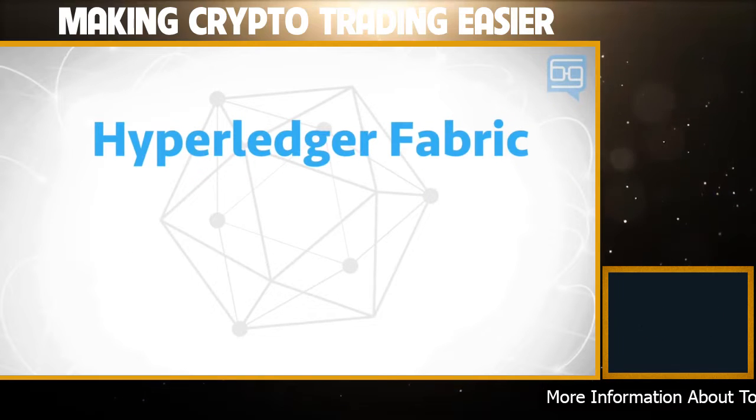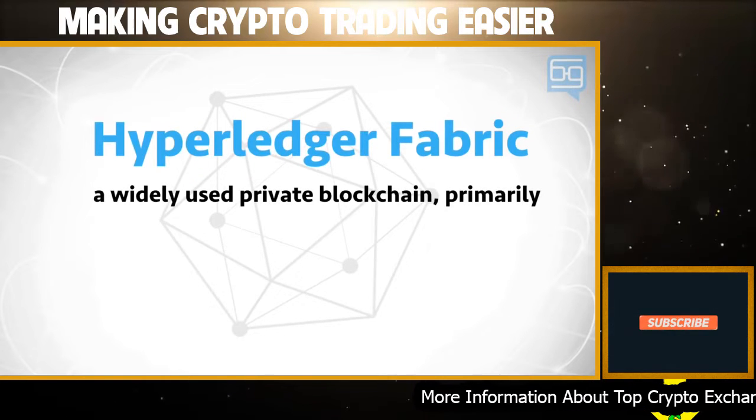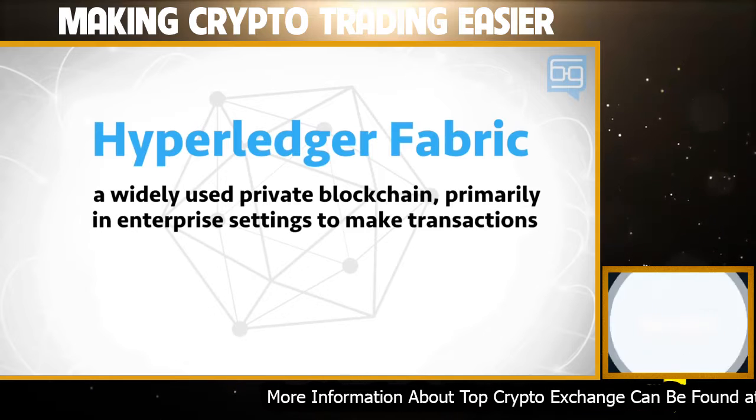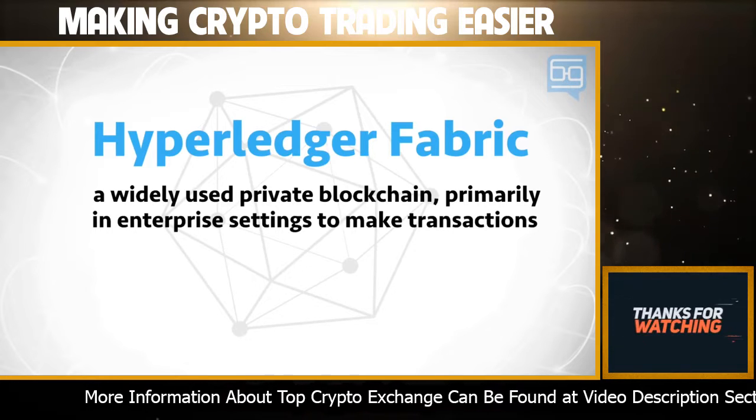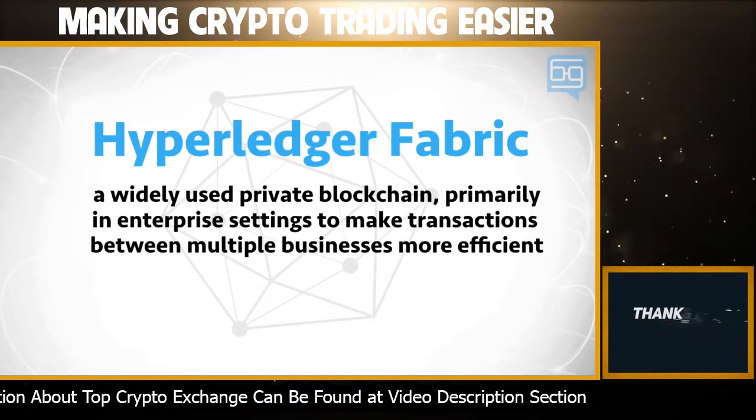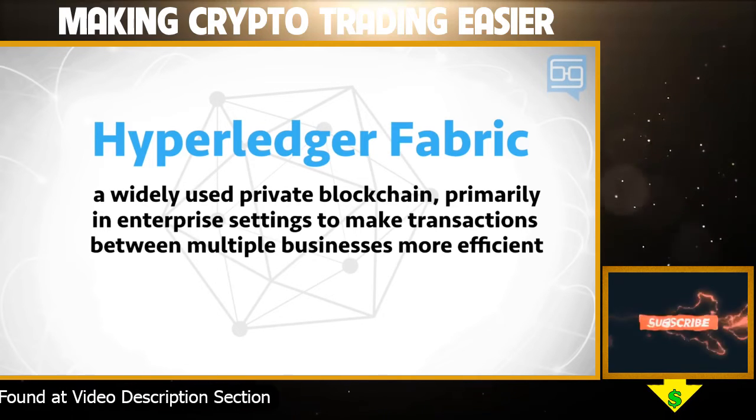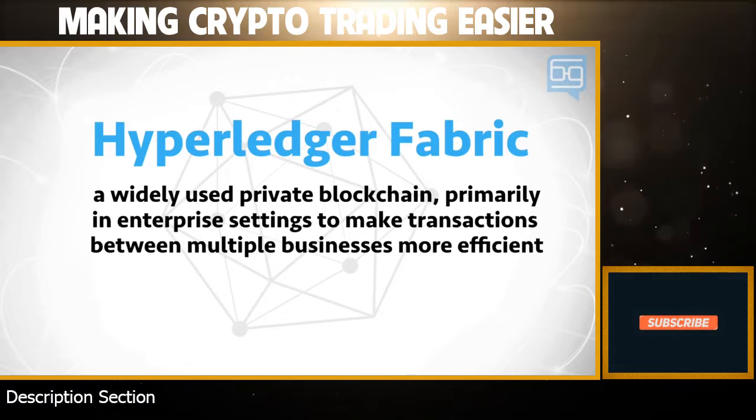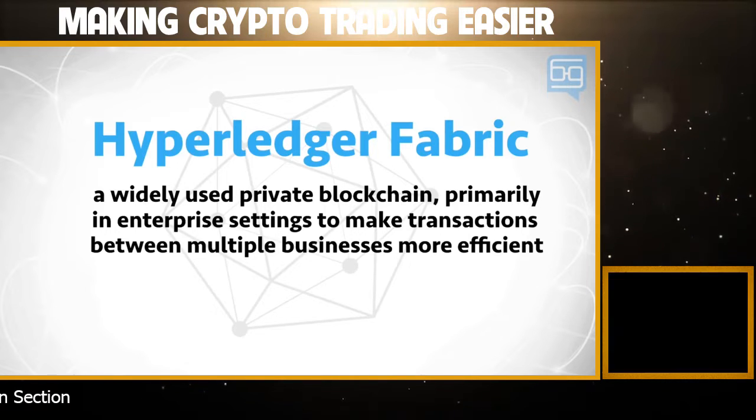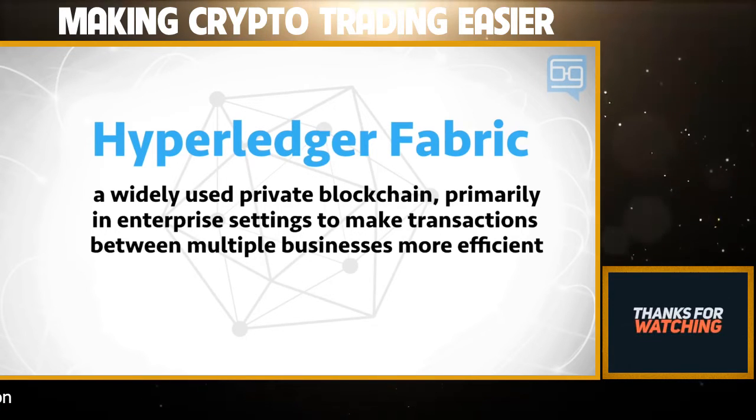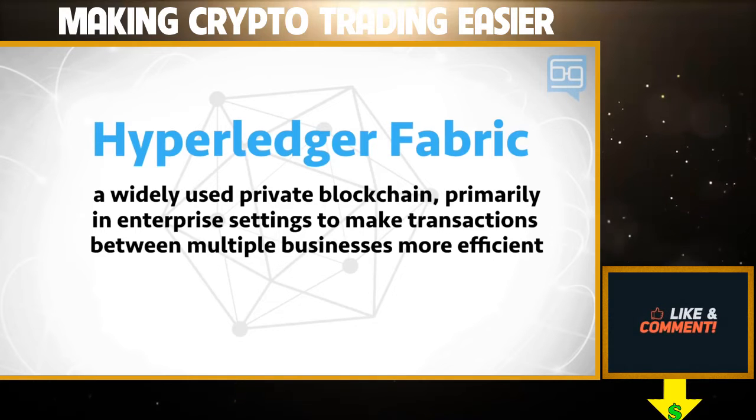Hyperledger Fabric is the most widely used private blockchain, used primarily in enterprise settings to make transactions between multiple businesses more seamless and efficient. To accommodate each case's custom needs, Fabric has a modular design, which means that businesses can plug in different functionalities to suit their particular needs. Let's take a look at what these modules are and how they interact with each other.